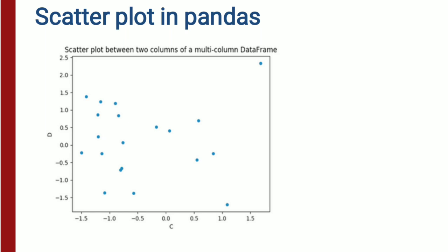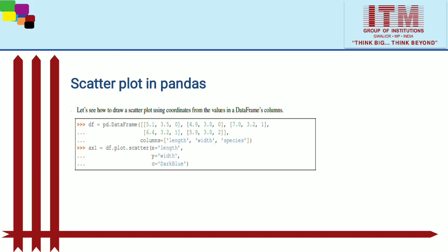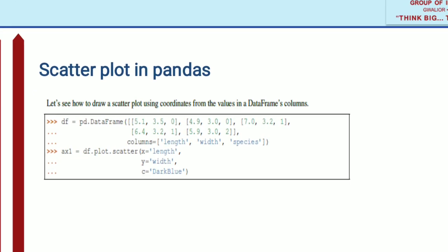Okay, so this scatter plot is used to plot the x and the y values that we have in our data frame. Okay, now here we have another example. Let's see how to draw a scatter plot using coordinates from the values in data frame columns. In the data frame we have different values in the form of lists, and we have 5.1, 3.5, comma 0. We have another list 4.9, 3.0, comma 0. We have another list 7.0, 3.2, and 1.